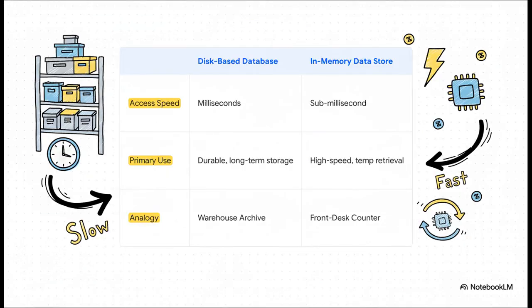And this right here, this really gets to the heart of the problem. On one side, you've got your traditional databases that live on a disk. They're reliable, sure, but they're slow. It's like having to go dig through a massive warehouse archive just to find one little box. But on the other side, you've got in-memory stores like Redis, which keep everything in RAM. Now that's like having the box waiting for you right at the front desk. We are talking about a jump from milliseconds to sub-milliseconds. That is a complete game changer.